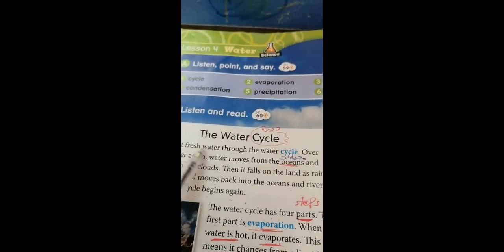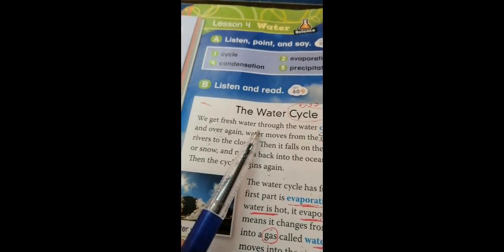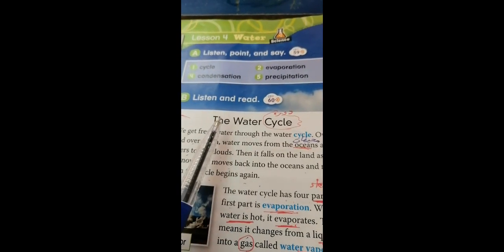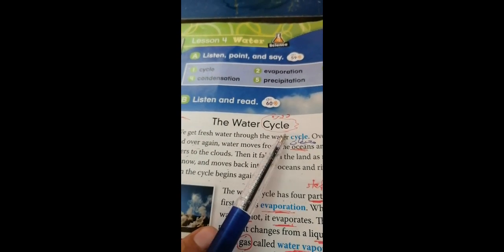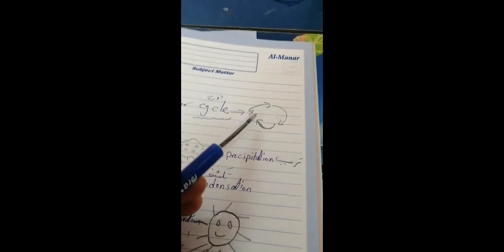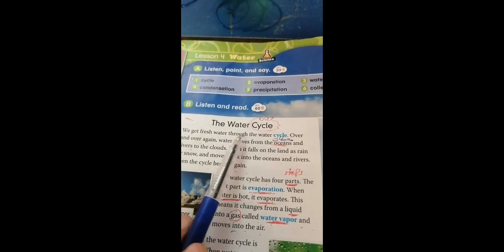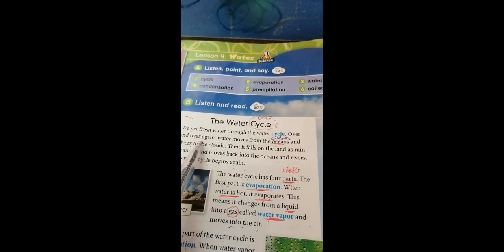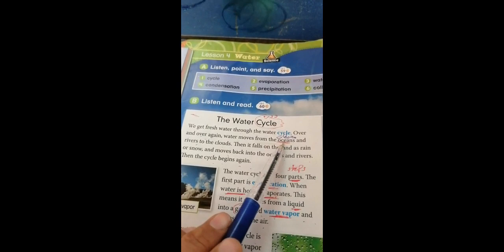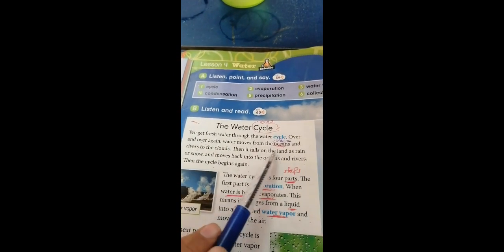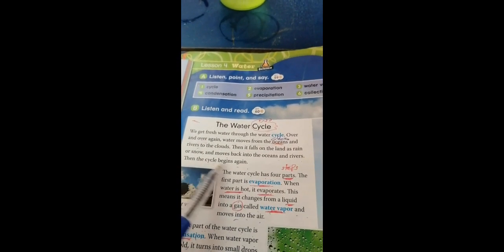How can we get fresh water? We get fresh water through the water cycle. So we are going to talk about the water cycle. What is the meaning of cycle? Over and over again, water moves from the oceans and the rivers to the clouds. Then it falls on the land as rain or snow and moves back into the oceans and rivers. Then the cycle begins again.